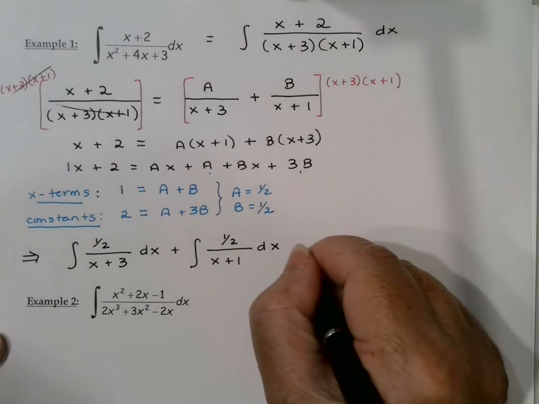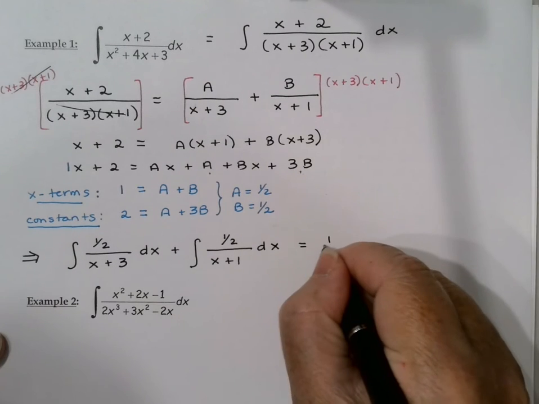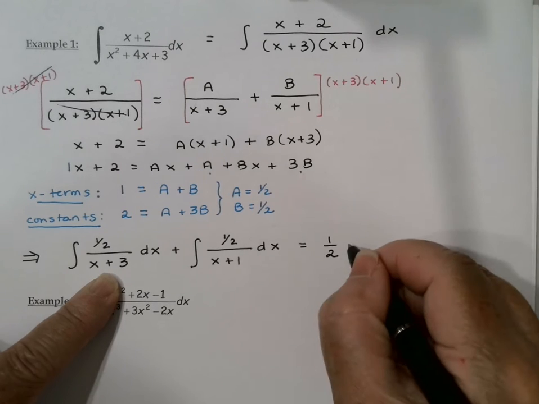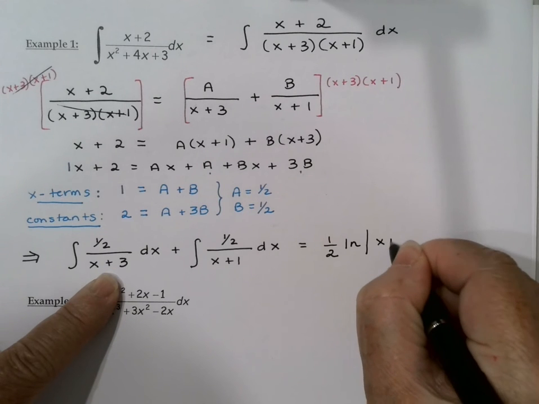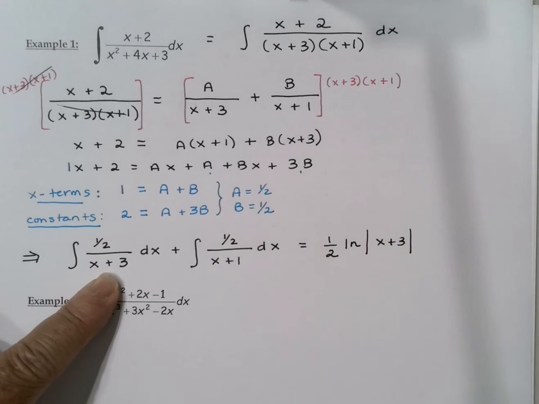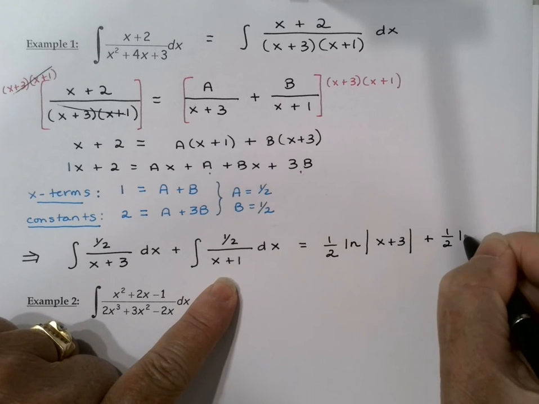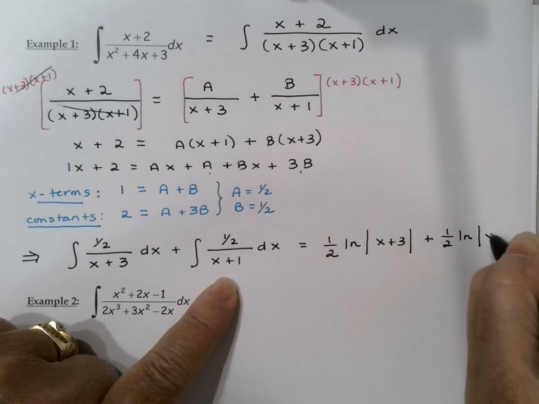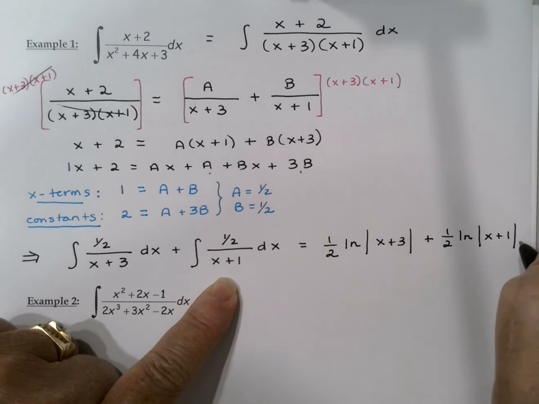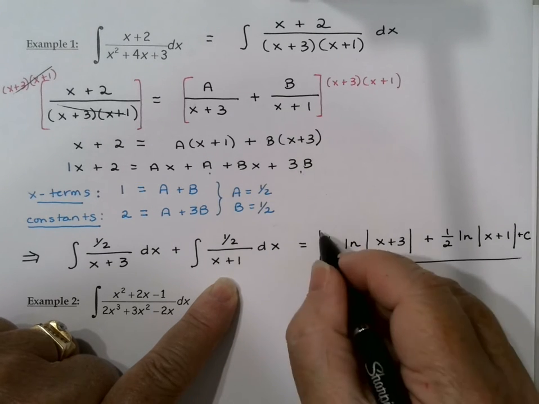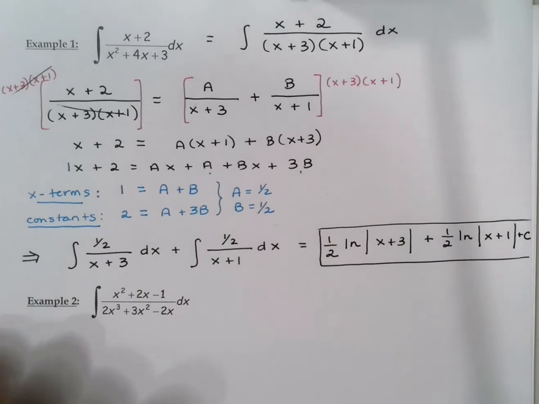Those are relatively simple to integrate. I've got the constant multiplier of 1/2. And then if you imagine that x plus 3 being the u, that's just 1 over u, right? And du would be dx. So I'm going to end up with the natural log of x plus 3. Plus, same idea over here, 1/2 the natural log of x plus 1 plus c. And there we go.